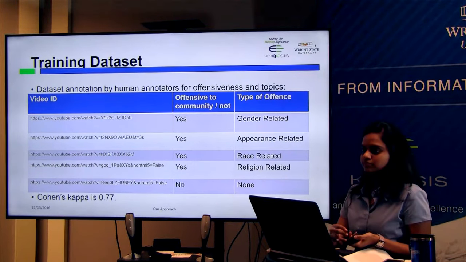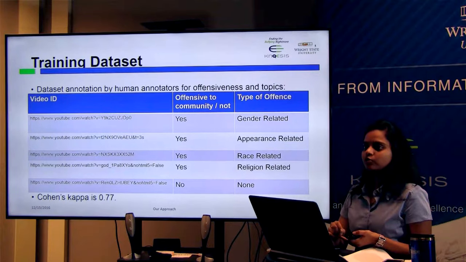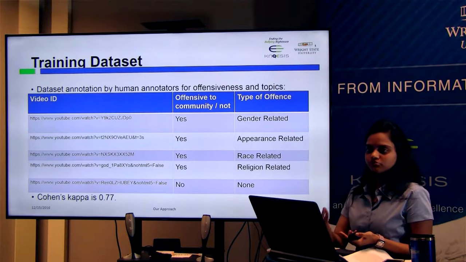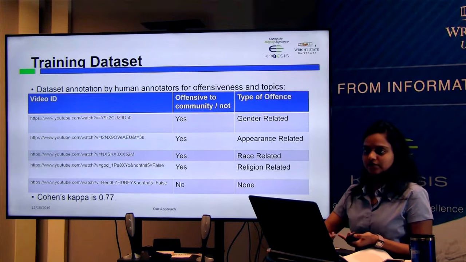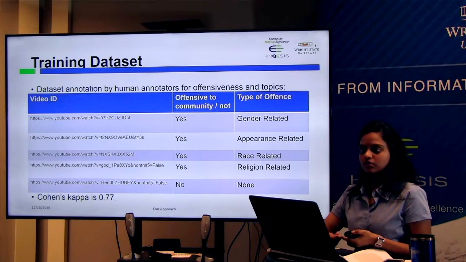Tell me how you got that label. What labels were you limit annotators to, if at all? I told them to give the general type of offense that is related to that. Okay, this is what I remember.